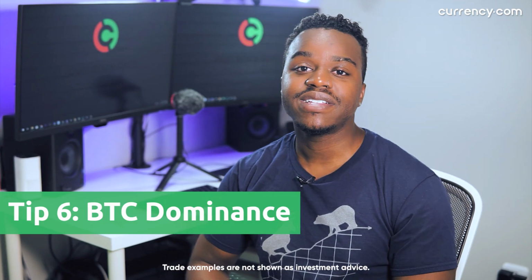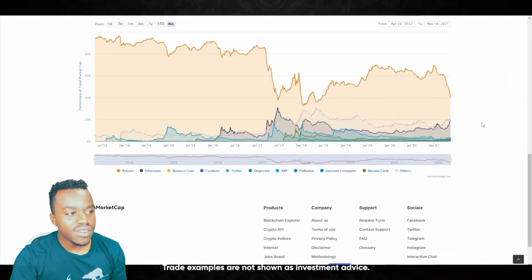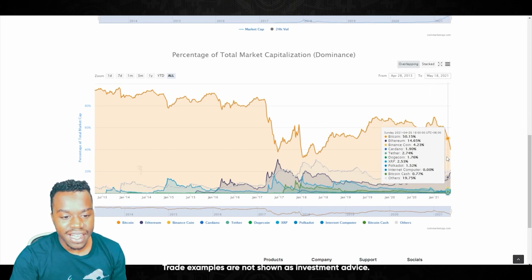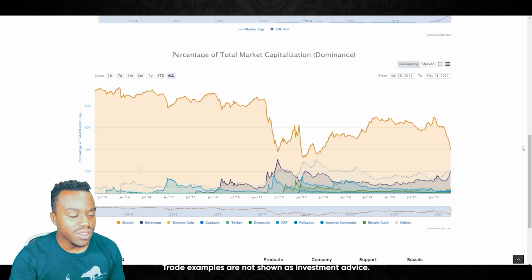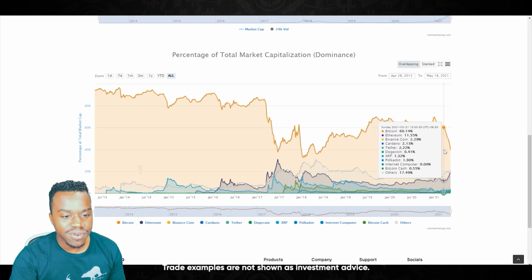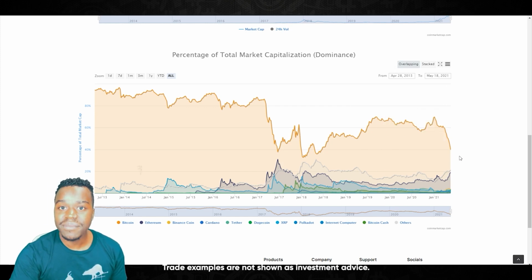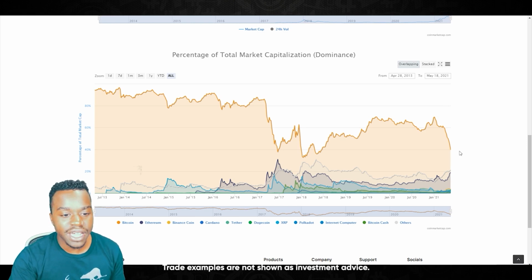And Bitcoin dominance is number 6 on my list. This is a graph that shows you how much dominance of the market cap that Bitcoin has. This is the Bitcoin dominance over the years. As you can see right now, it is approaching those all-time low levels, and there is a potential for it to go even lower. And if it does, then that means altcoins will have a bigger push and continue to outperform Bitcoin in terms of price action.